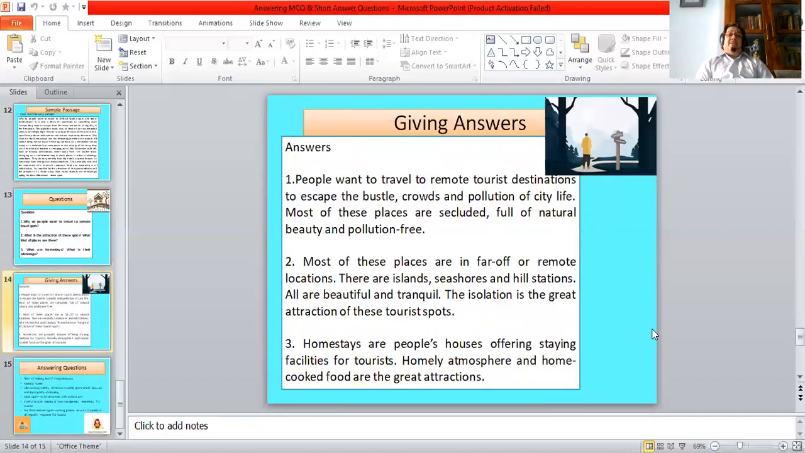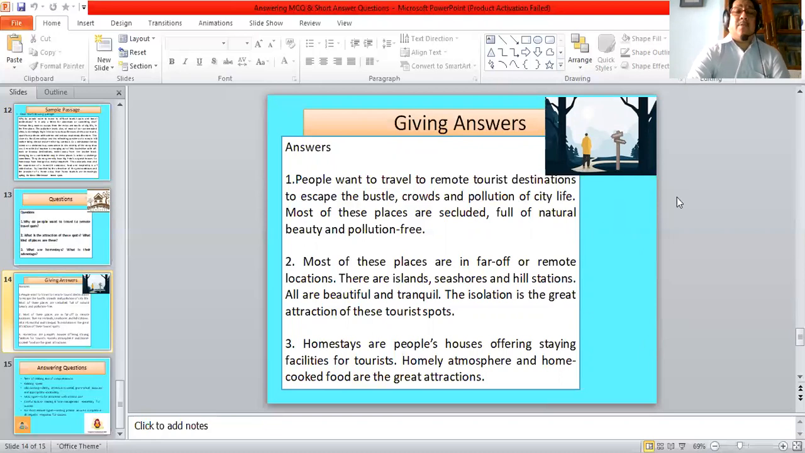The answer to the second question: most of these places are in far off or remote locations. There are islands, seashores, and hill stations. All are beautiful and tranquil. The isolation is the great attraction of these tourist spots. What about the third one now?